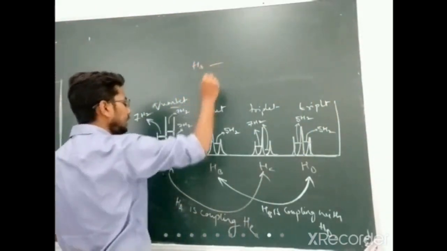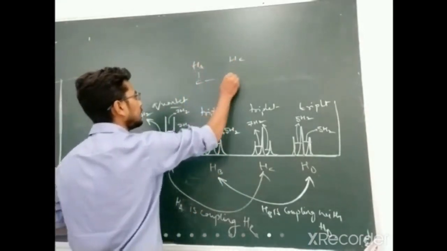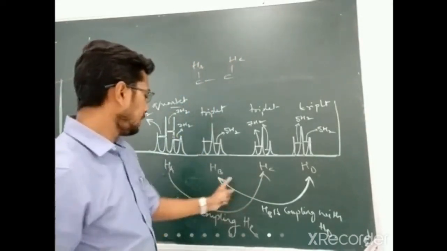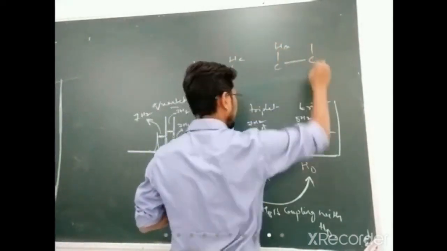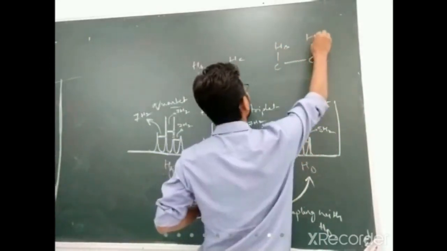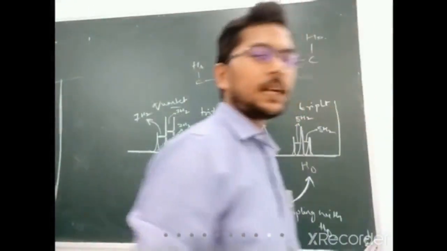HA is near to HC somewhere. This is the scenario, and HB is near to HD. This we can say. Now, what else can we say, or what else can we predict?